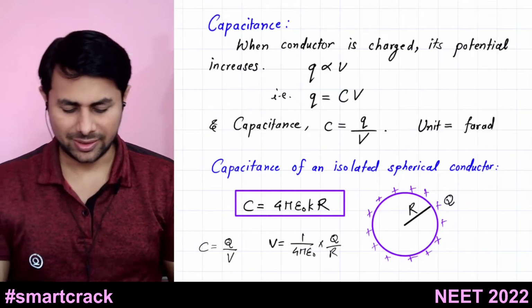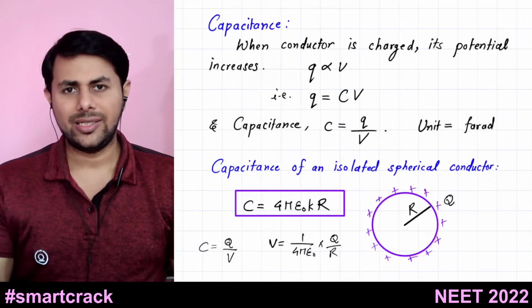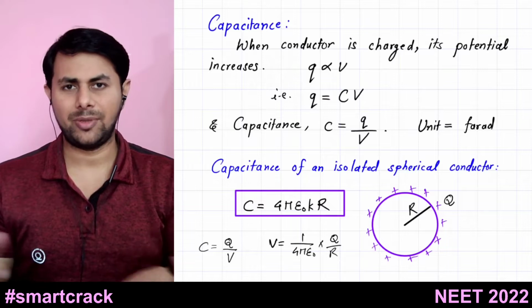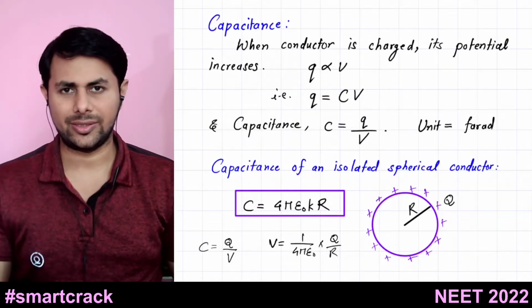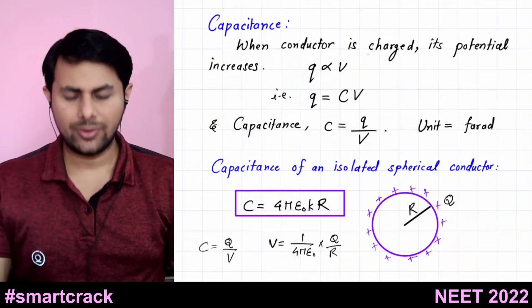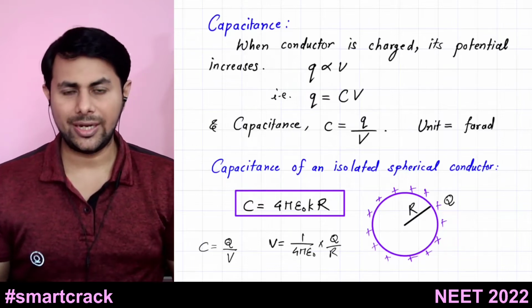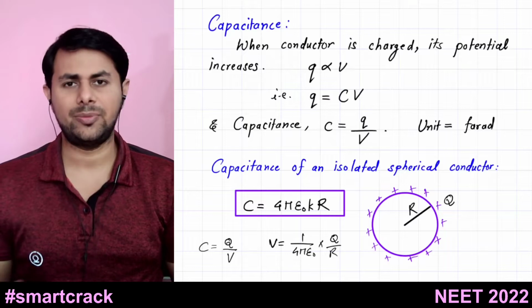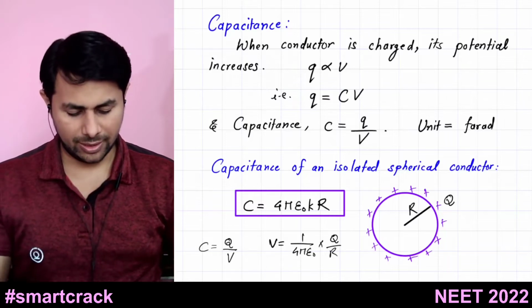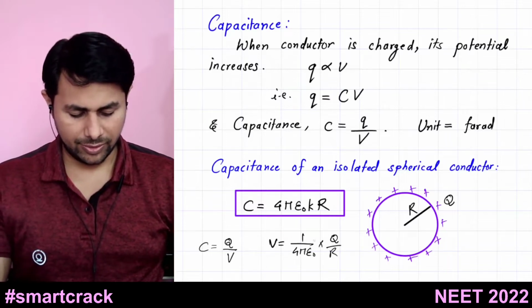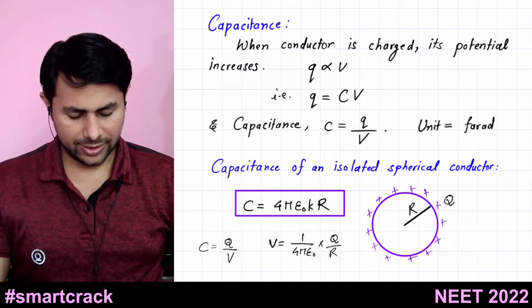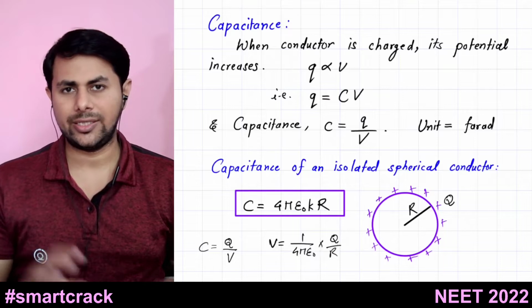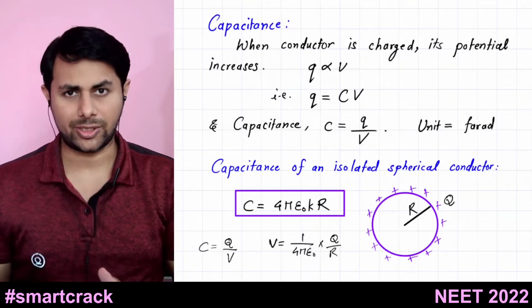So what is capacitance? Now let's say you have some conductor. For example, you have a spherical conductor and you are charging it. Okay, you're giving it some charge. So its potential will increase, right? So the potential is directly proportional to charge. For example, we have this formula V equals 1 over 4 pi epsilon naught into Q over R. So potential is directly proportional to charge, or we can say charge is directly proportional to the potential.